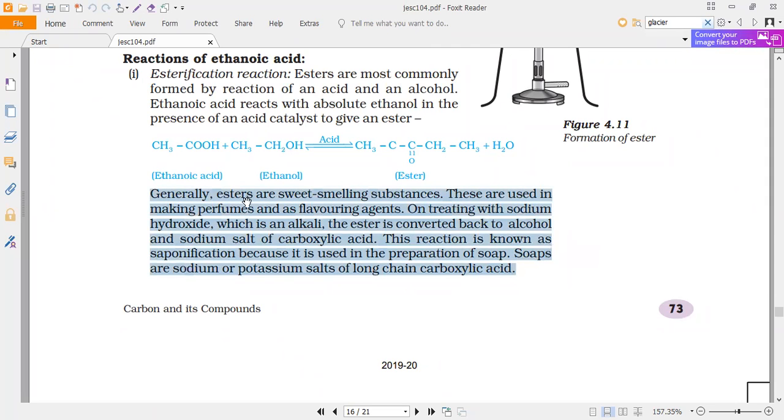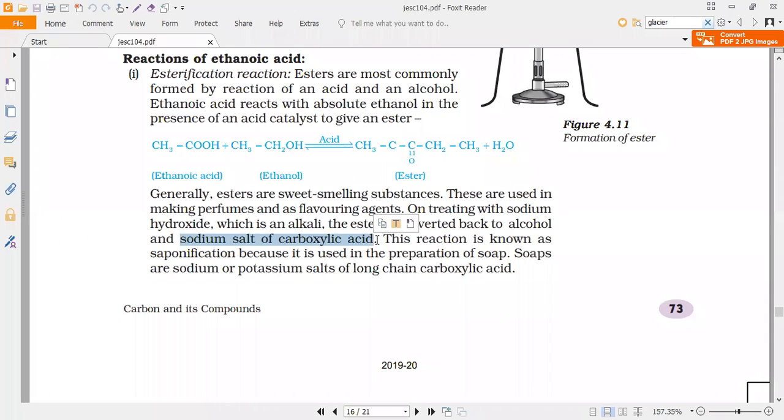You can read once. Generally, esters are sweet smelling substances. That is why we use them in making perfumes as well as flavoring agents. On treating with sodium hydroxide, which is an alkali, the ester is converting back into what, guys? Alcohol and the sodium salt of carboxylic acid. What is the sodium salt of carboxylic acid? Sodium acetate.